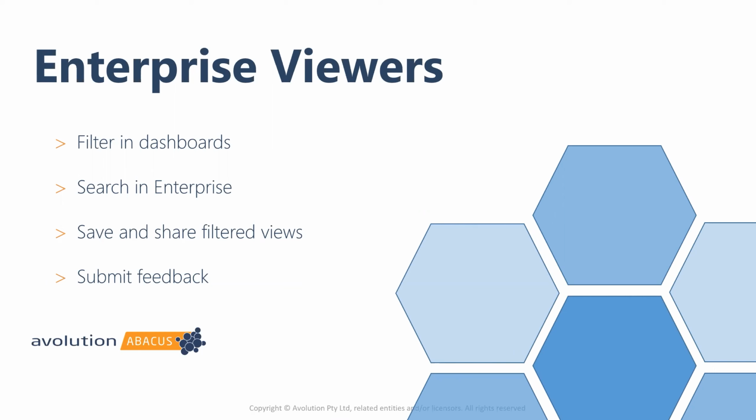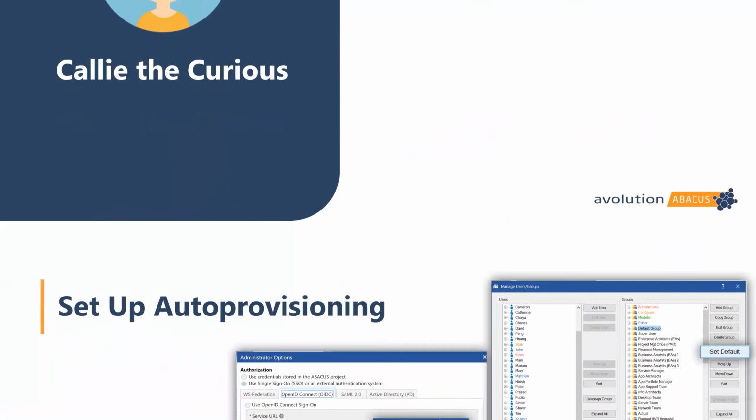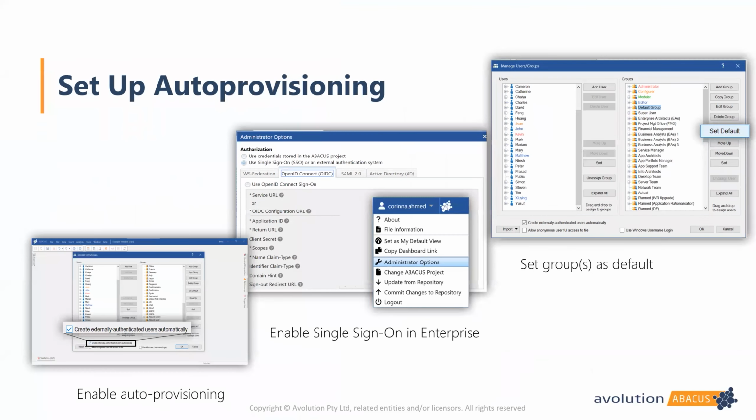And so the first user profile that we're setting up as an enterprise viewer is Callie the Curious. So as we established before, she's tangentially related to several IT initiatives and keen to learn more about them, but she doesn't have a specific reason to be accessing Abacus Enterprise. And for users like this that might just be kind of happening upon enterprise, or maybe we want to send them an occasional diagram or something like that, this is where auto provisioning really plays a key role.